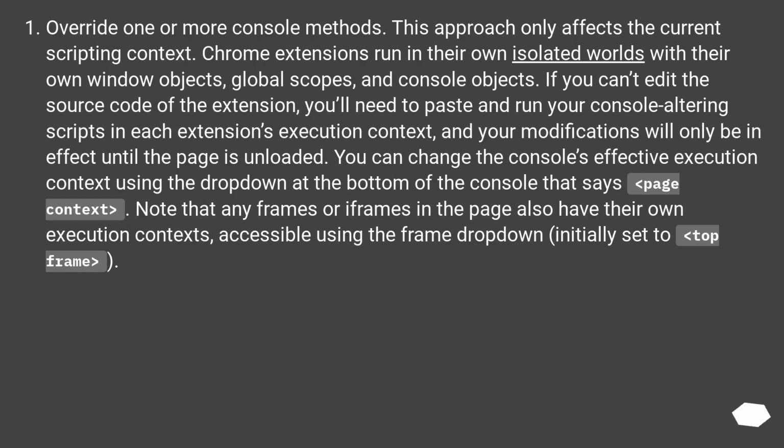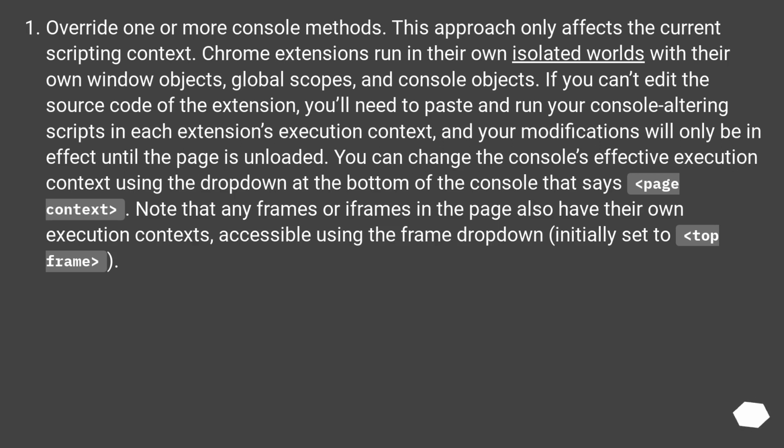Override one or more console methods. This approach only affects the current scripting context. Chrome extensions run in their own isolated worlds with their own window objects, global scopes, and console objects. If you can't edit the source code of the extension, you'll need to paste and run your console-altering scripts in each extension's execution context, and your modifications will only be in effect until the page is unloaded.